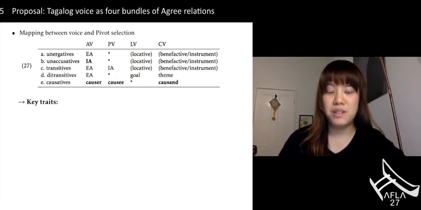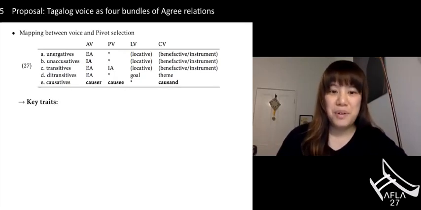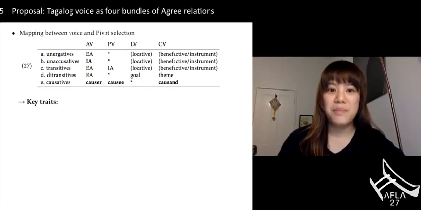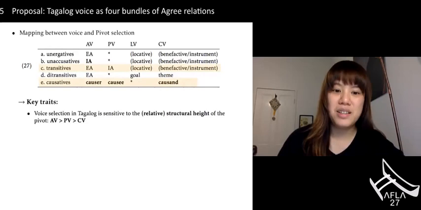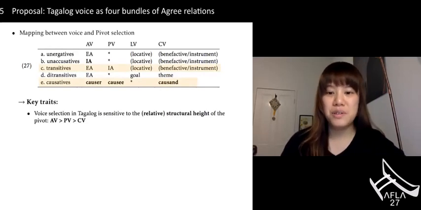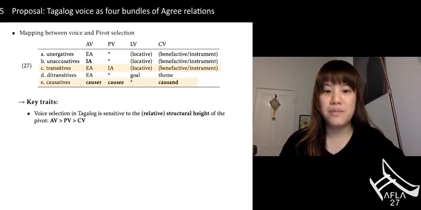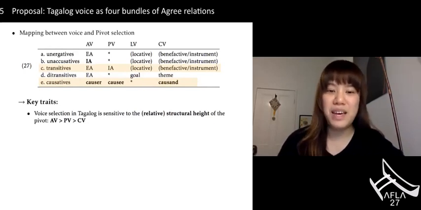So this table here illustrates which argument will be marked as the pivot under what voice and what construction. Okay, so this is a little bit complicated, but some key observations are: first, voice selection in Tagalog is sensitive to the relative structural height of the pivot. Namely, the pivot in AV is higher than that in PV and then that in CV. And this is clearly seen in transitives and causatives.